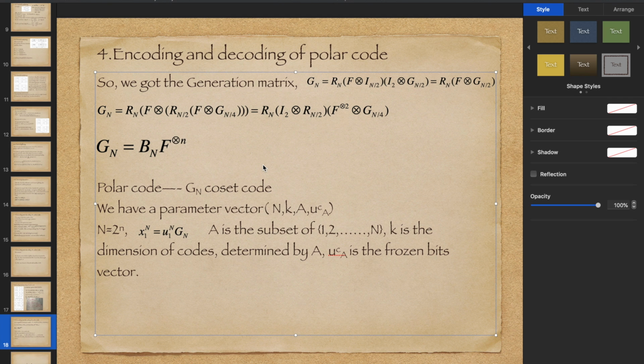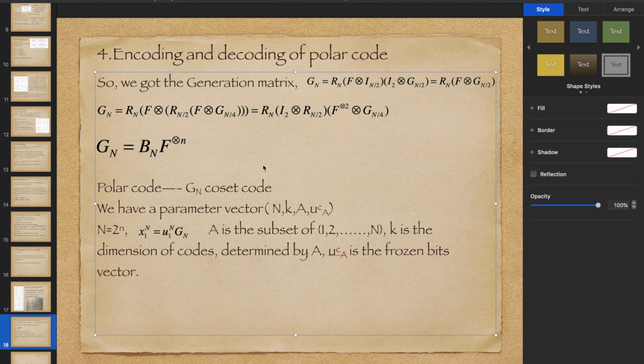And then if we want to construct a polar code, we need 4 parameters. The polar code is also called the GN coset code. The first one, n, is the code block length n. It must be a number of the power of 2. It is very important because if we do not have n as a power of 2, we cannot construct it as we design.